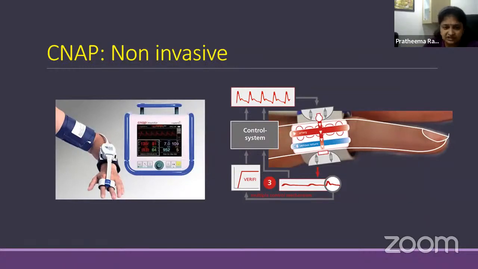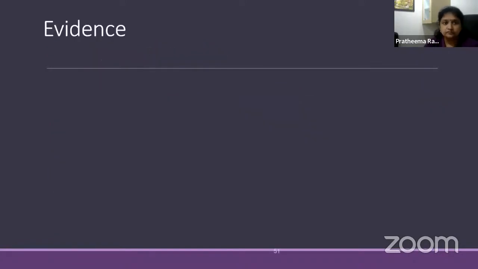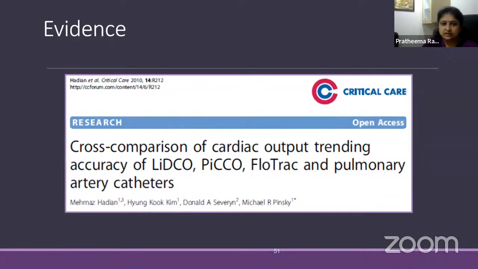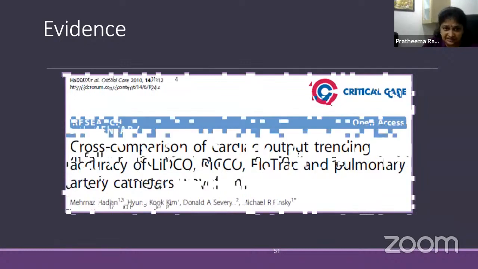But in ICU patients, it is still under study and it is not advised to use this in patients who are very sick and in severe shock states. So evidence, yes, we have a lot of studies which have been done comparing cardiac output and blood volumes by ultrasound dilution and transpulmonary thermodilution. All these methods have been compared and there have been cross comparisons with LiDCO, PiCCO, FloTrac, PAC catheters.